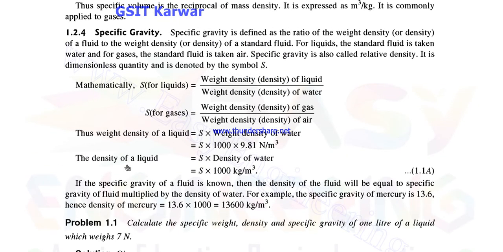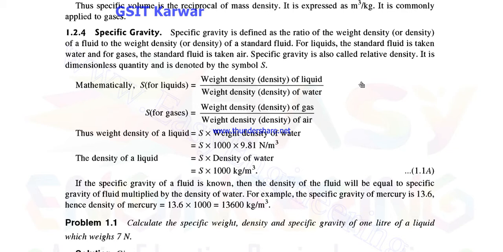Next property is specific gravity. Specific gravity is defined as the ratio of the weight density or density of a fluid to the weight density of a standard fluid. Standard fluid means what? Do you have any idea about this? Standard fluid means, for liquids the standard fluid is taken as water, and for gases the standard fluid is taken as air. You should remember this.